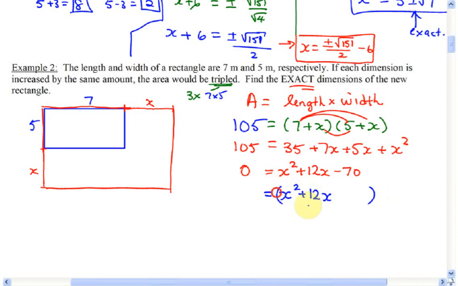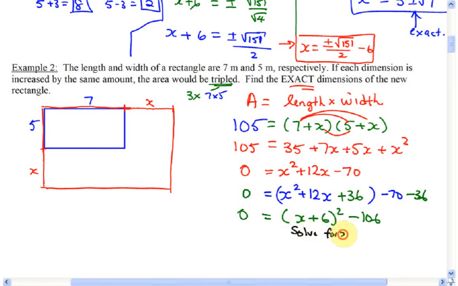What number goes inside the bracket here to help me out to make this a perfect square? 36 minus 36, okay. We'll make that into a perfect square. That's x plus 6 all squared. 70, 36, that's negative 106. Go ahead and solve for x. Now, I saw many of you do this, which was great. You moved the 106 to the other side. You took the square root.